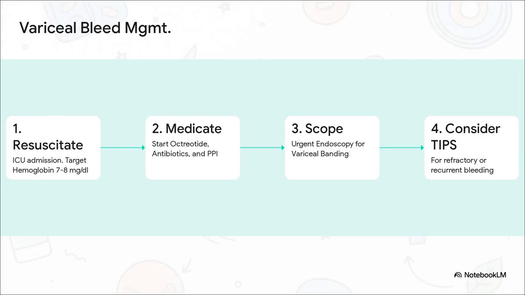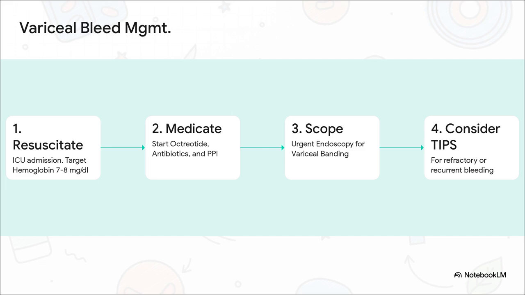Okay, my immediate concern is a life-threatening upper GI bleed, almost certainly from esophageal varices, caused by their portal hypertension. The management has to be immediate and protocol-driven. First, get them to the ICU and start careful resuscitation, targeting a hemoglobin of 7 to 8, because over-resuscitating can actually make the bleeding worse by raising portal pressure.